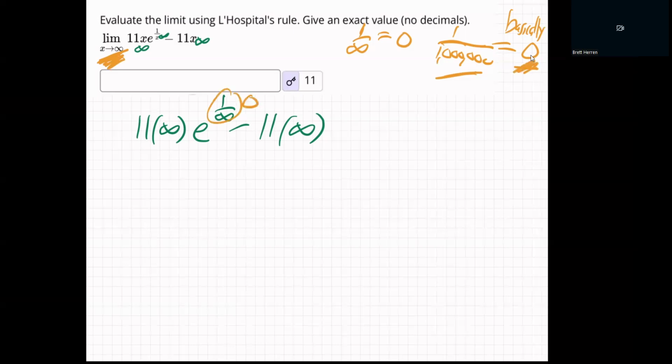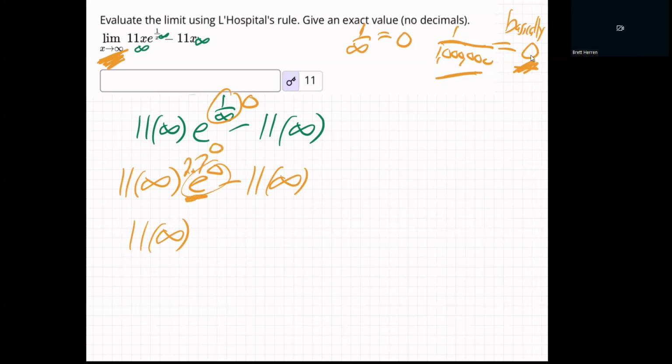So this is zero. So this becomes e to the zero. 11 infinity e to the zero. That's where it's headed. Remember, it limits where you're headed. And what's e to the zero? What's anything to the zero? E's just a number, right? E's just 2.7 blah blah blah to the zero power. Any number to the zero power is one. Okay, so then 11 times infinity times 1. Well, that's infinity. Minus 11 times infinity, that's infinity.